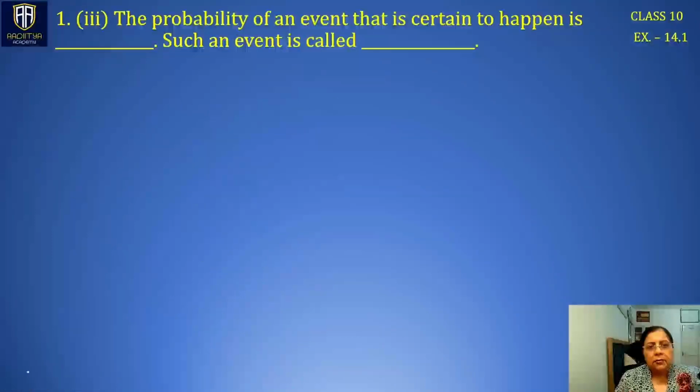The next question says the probability of an event that is certain to happen. Certain means the occurrence of that event is sure. That means it will happen 100%. It will occur for 100%. So let us do this with an example. For a dice, the sample space is 1, 2, 3, 4, 5, 6.